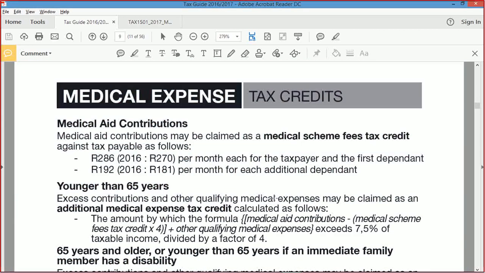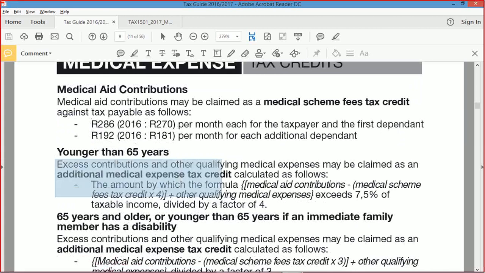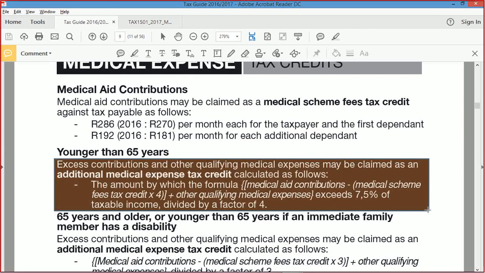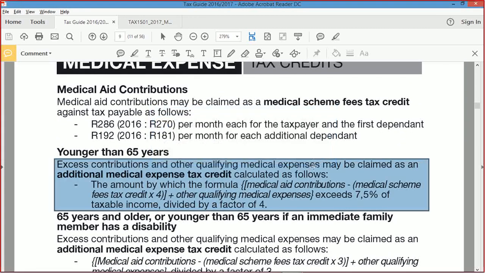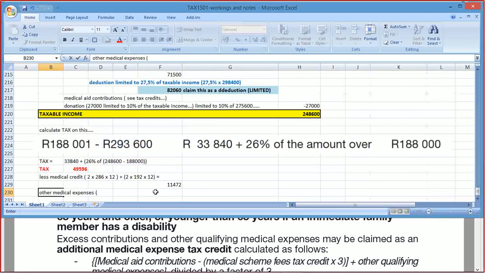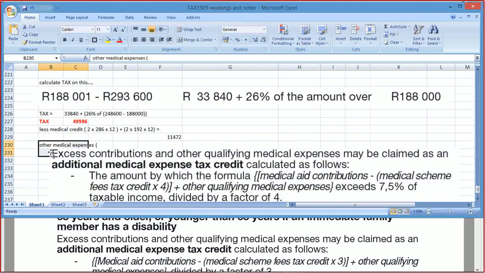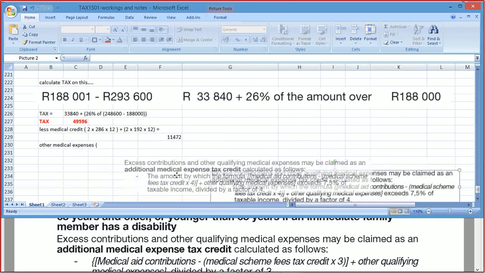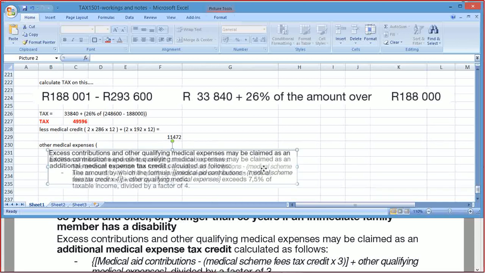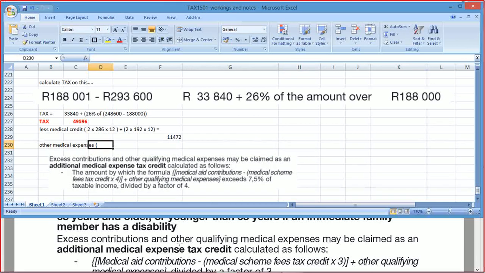Right, what else can she subtract? Well, her medical expenses. Other? Isn't it limited to an amount? It is. I think it was 10%, wasn't it? No, I'm saying donations. The donations was 10%. This one is 7.5%. Oh, okay. You have to times it by 4 and all of that. Okay, so I need to copy this down here.